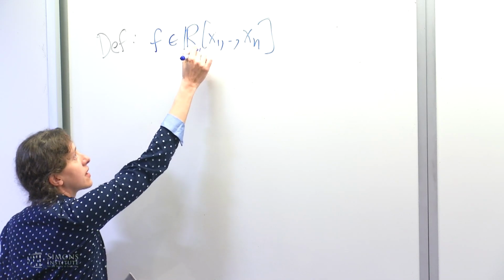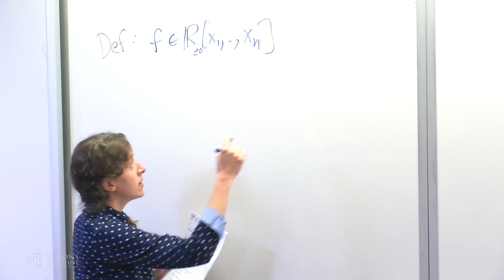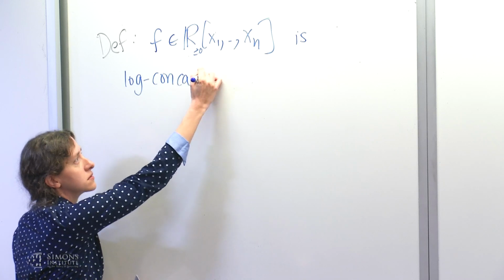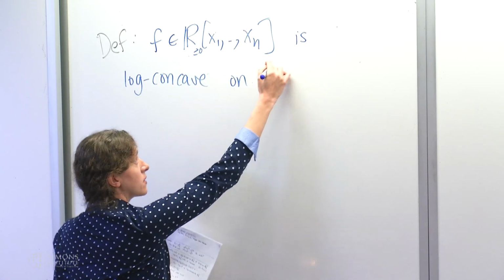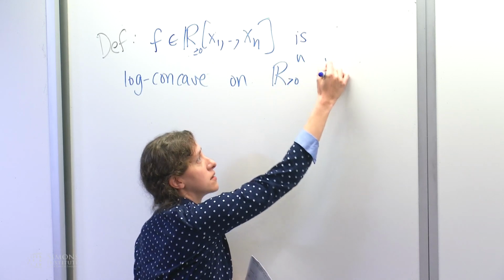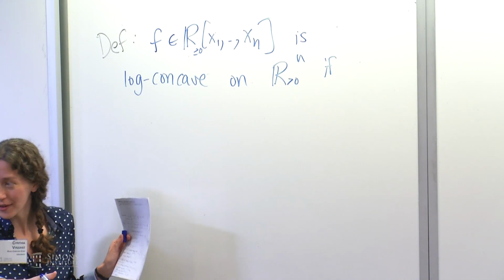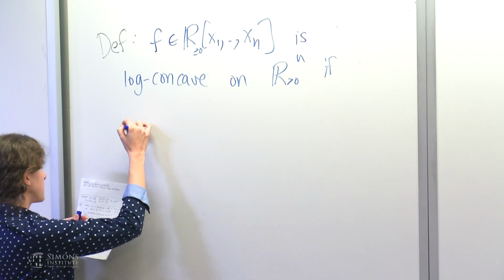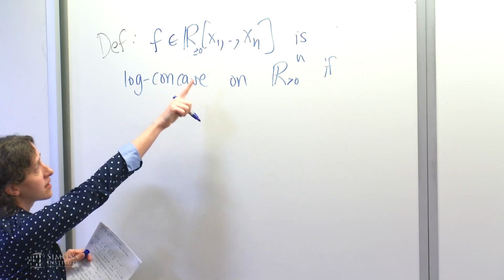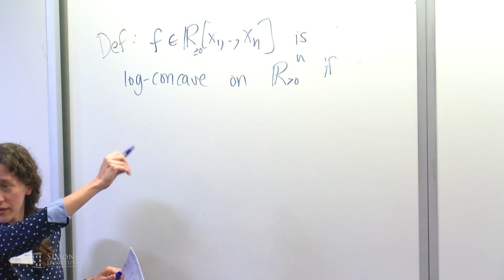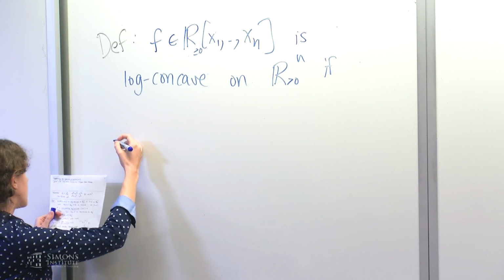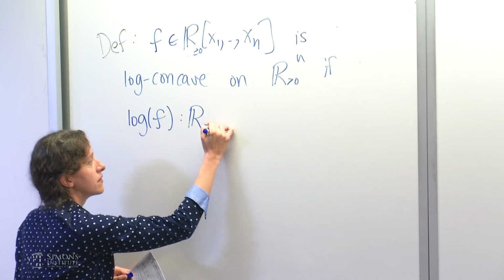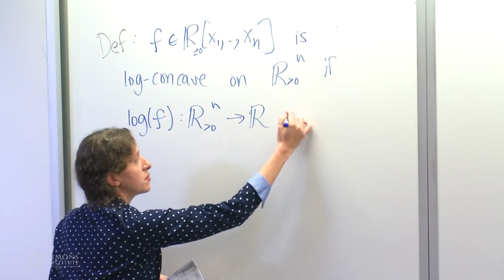We have a polynomial with non-negative coefficients. Say it's log-concave on the positive orthant if, as a function from the positive orthant to R, the log of it is concave. So f is automatically non-negative. It's positive on the positive orthant if it's a non-zero polynomial, and so we want log of f, as a function from the positive orthant to the real numbers, to be concave.